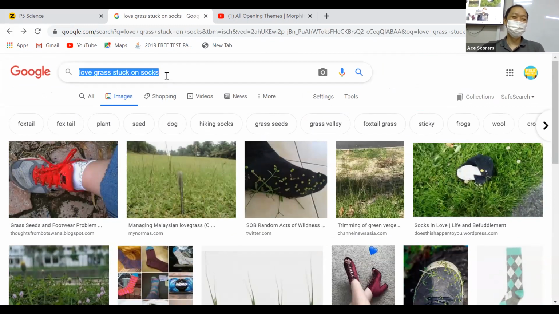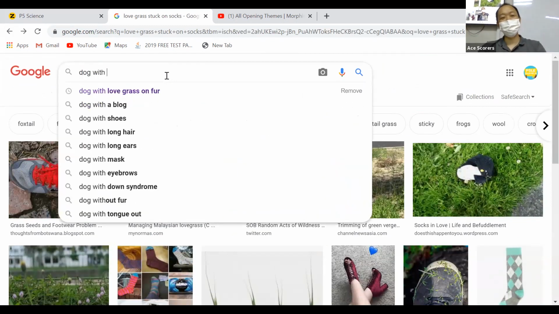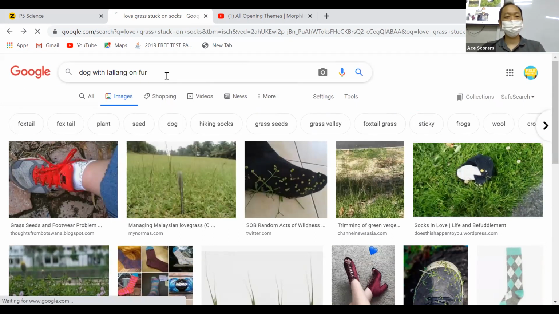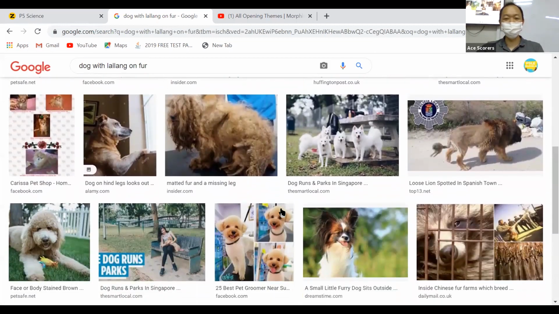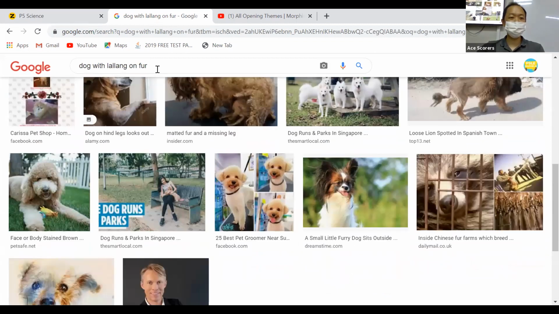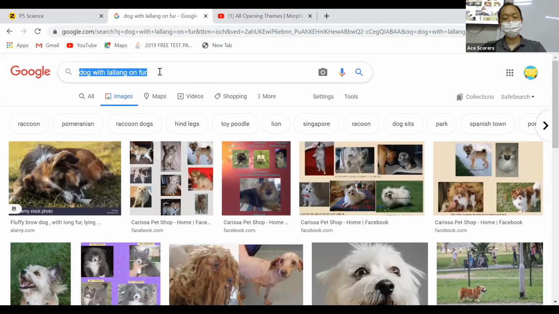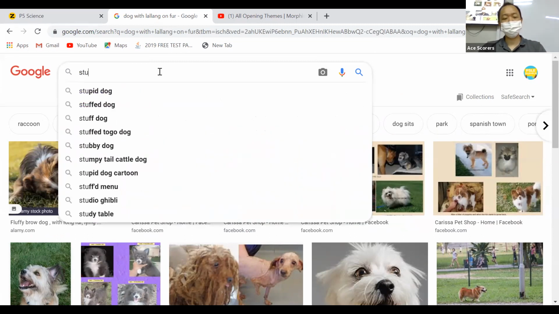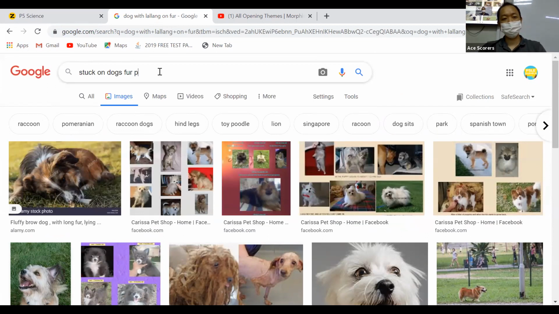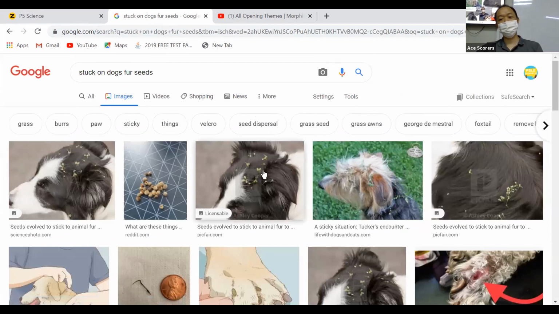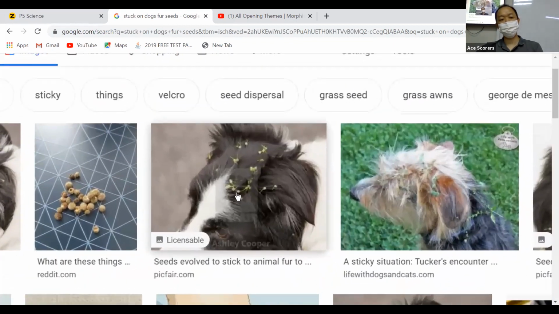I just see a dog. Okay, let me try again. Okay, dog with hooks. What do you call it? Lalang on fur. It's fine, it's just dog showering. Hey, how come it's not? Google isn't helping me. Okay. Stuck on dog's fur. Pollen, not pollen, seeds. There, look at that. Finally, look at this.